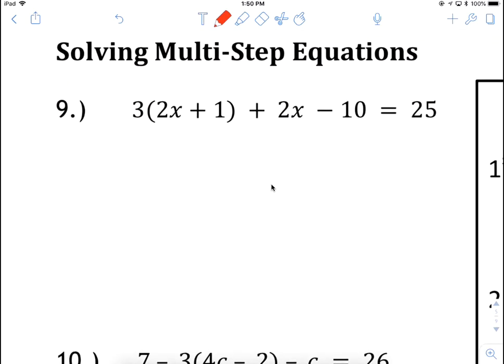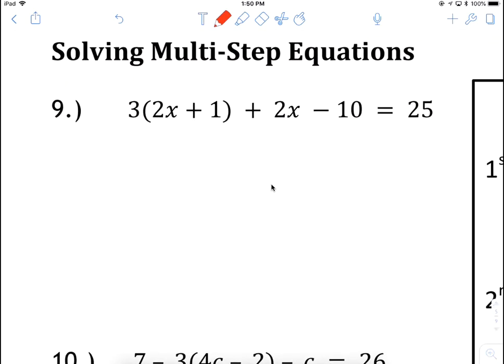First step says we need to distribute. Our distributing is our 3. He's the only number touching a parenthesis. 3 times 2x makes 6x. 3 times 1 makes 3. And it's a positive, so we put a plus. Nobody else does any distributing, so all I'm going to do is drop them right down beneath where they are.